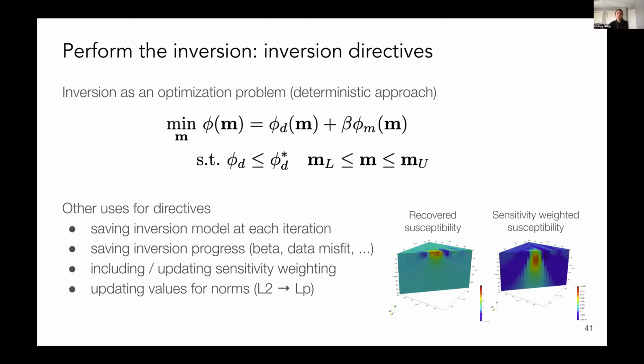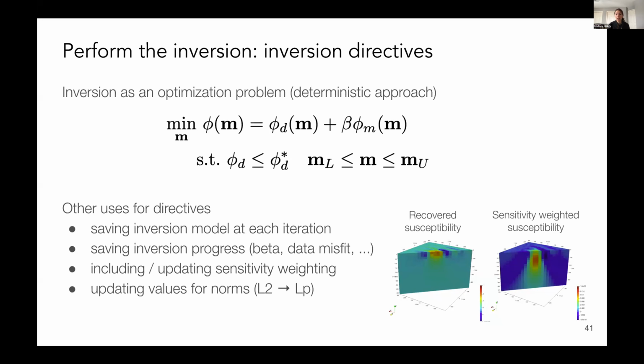So those are a few directives, but there's a lot of flexibility in what directives are and what sorts of things you might want to be doing as an inversion is running. A few other examples of directives that are quite handy: if you wanted to save, for example, an inversion model at each iteration. At the end of every iteration, you ask the inversion, please save where I'm at. That's implemented as a directive. Similarly with the inversion progress, if you want to keep track of the beta and data misfits, you have access to those later.